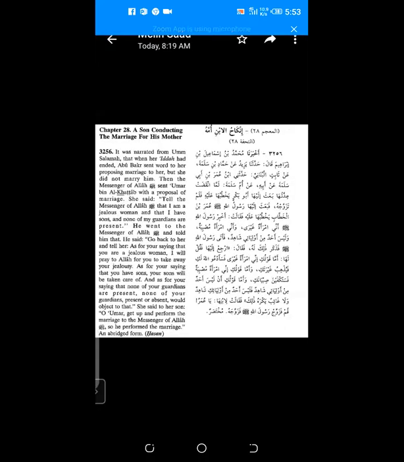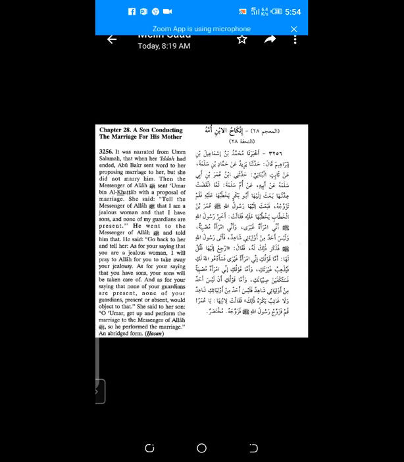It was narrated from Ummu Salama that when her Iddah had ended, Abu Bakr sent word to her proposing marriage to her, but she did not marry him. Then the Messenger of Allah sallallahu alaihi wasallam sent Umar ibn al-Khattab with the proposal of marriage. She said, "Tell the Messenger of Allah sallallahu alaihi wasallam that I am a jealous woman and that I have sons, and none of my guardians are present."